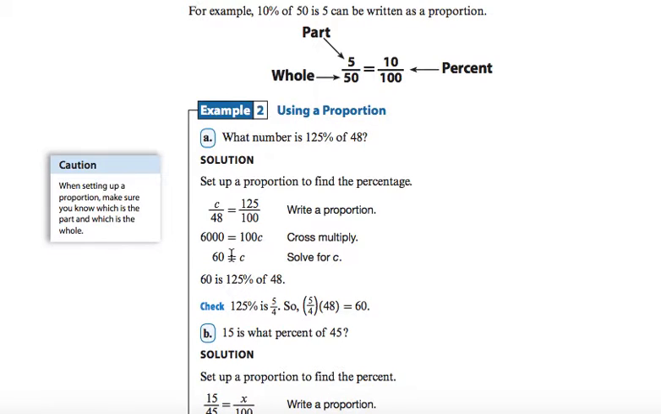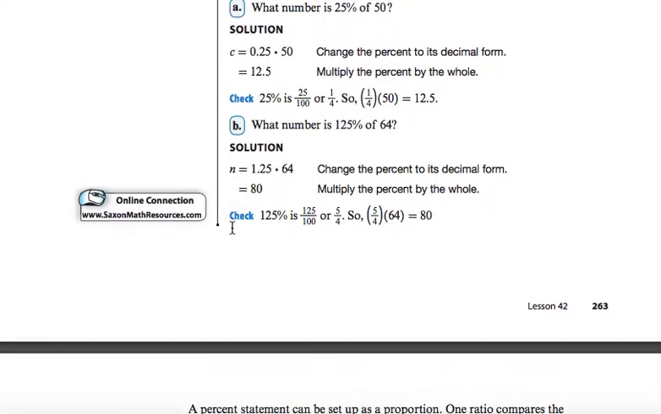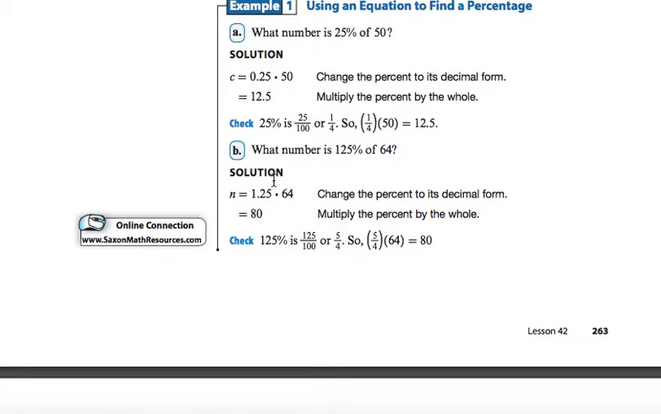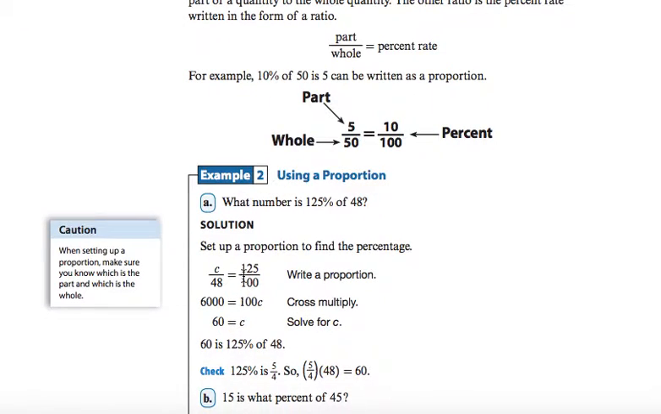You could also do it in terms of multiplication. You take 1.25 times 48, you would get 60. So you could learn it from either the very first method, which we did something similar to right here, and the second method with a proportion.